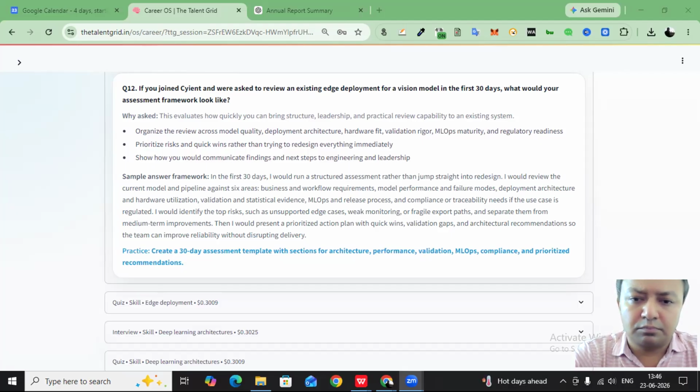And there's one more thing: whether regulatory and compliance readiness checks are done, so traceability and auditability are organized, and domain specific requirements and documentation are done or not.